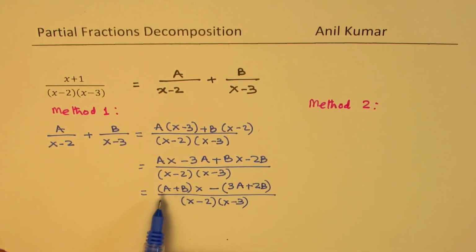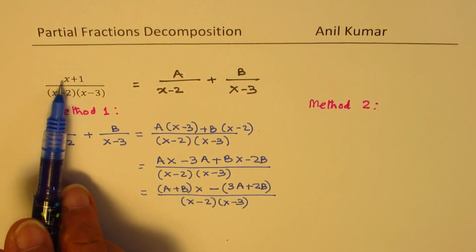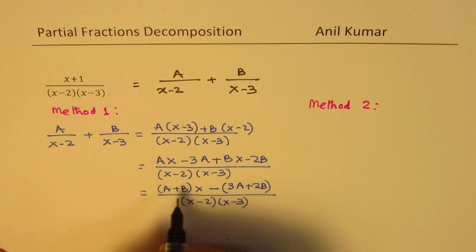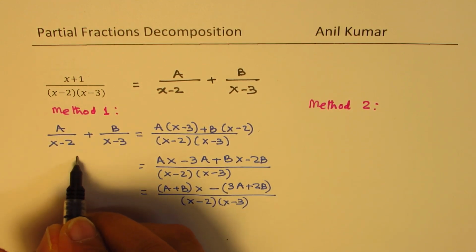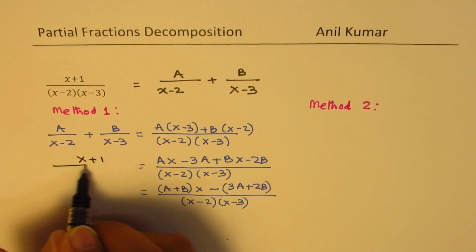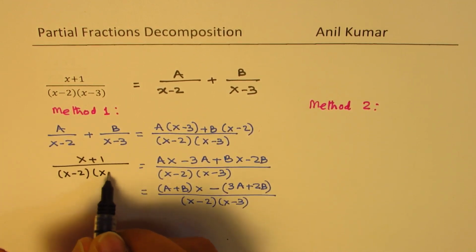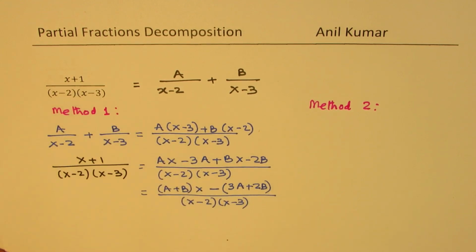Now if you compare the coefficients, see here, x plus 1 should be the numerator part, correct? So if you compare the coefficients with this equation, which basically for us is what? We have x plus 1 over x minus 2 times x minus 3, correct? So that is what is given to us.